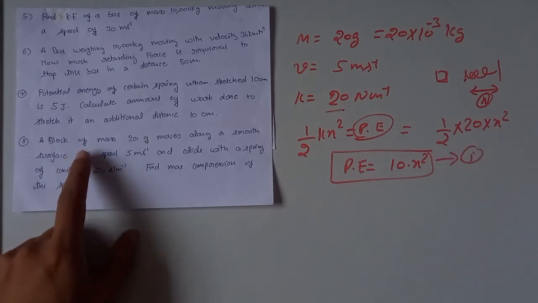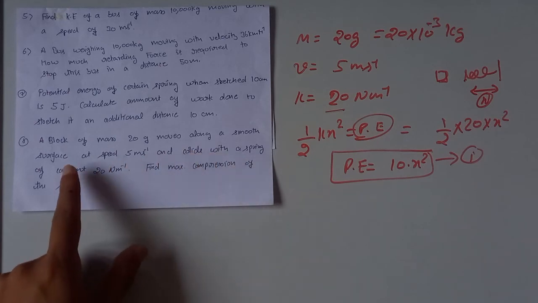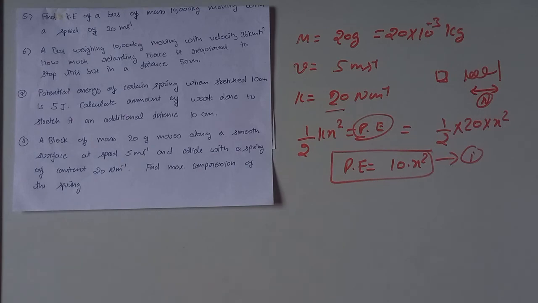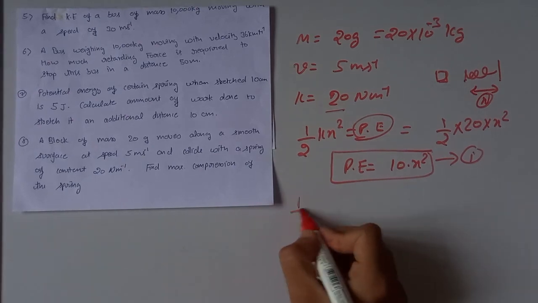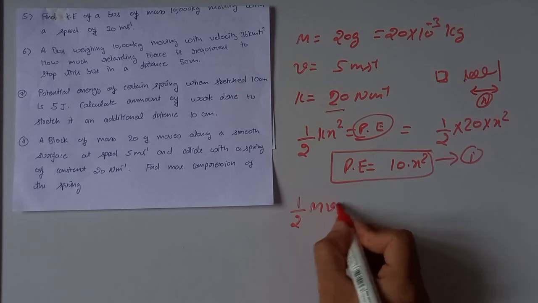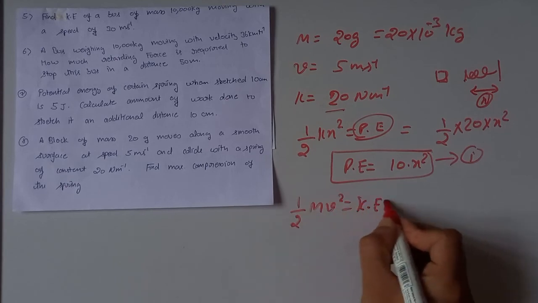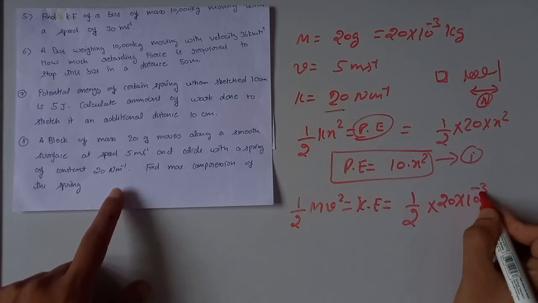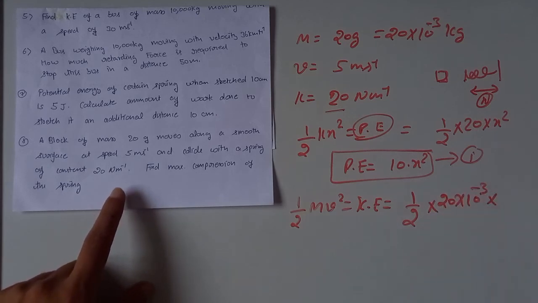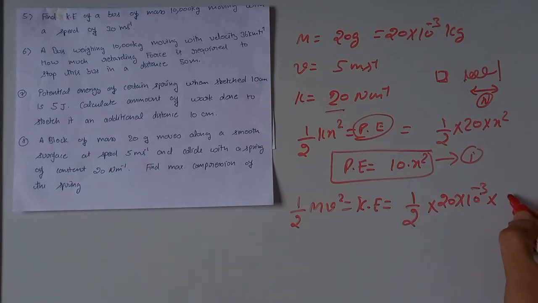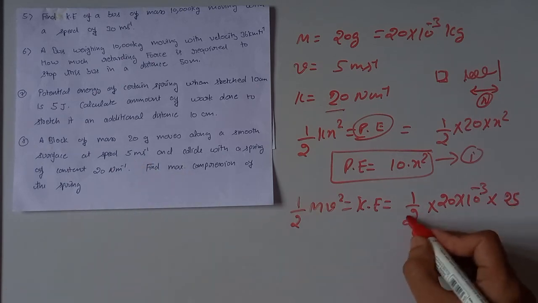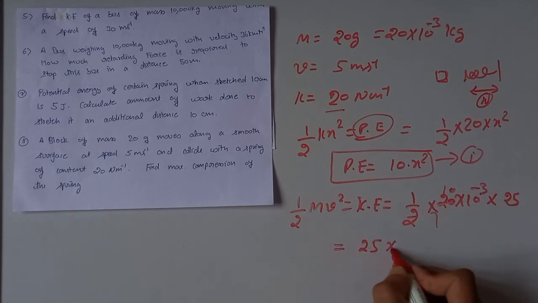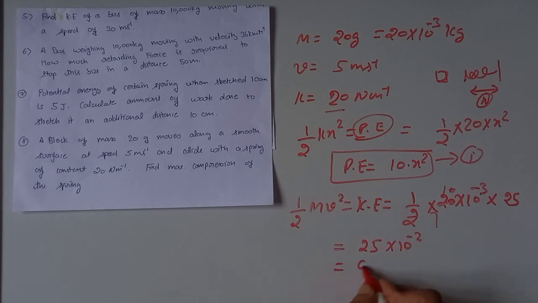Now a block of mass 20 gram moves on a smooth surface at a speed of 5 meter per second. Then the kinetic energy of the block is half mv squared, which is half into 20 into 10 raised to power minus 3 multiplied by v squared. 5 fives are 25, 2 ones are 2, 2 tens are 20, which is equal to 25 into 10 raised to power minus 2, which is equal to 0.25.